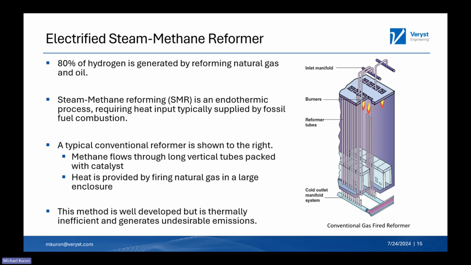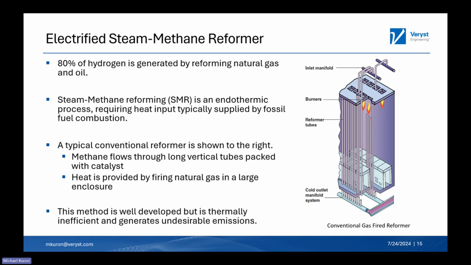Steam methane reforming is a common manner in which hydrogen is generated from natural gas and oil. Today, 80% of hydrogen is generated in this manner, and typically these processes are driven by burning natural gas. Steam methane reforming is an endothermic process, meaning that it requires heat input to drive the chemical reactions forward and produce hydrogen from natural gas.